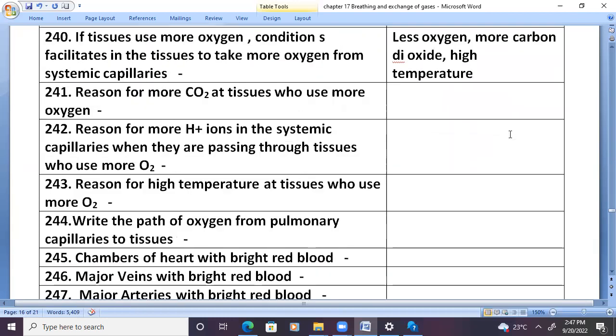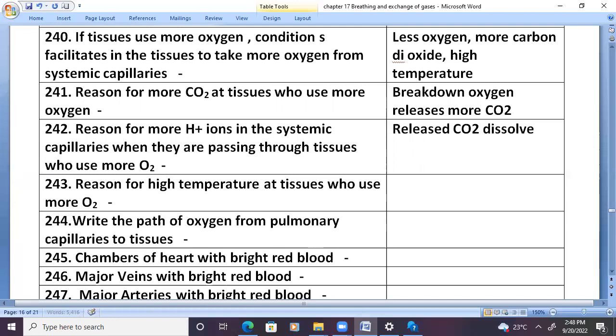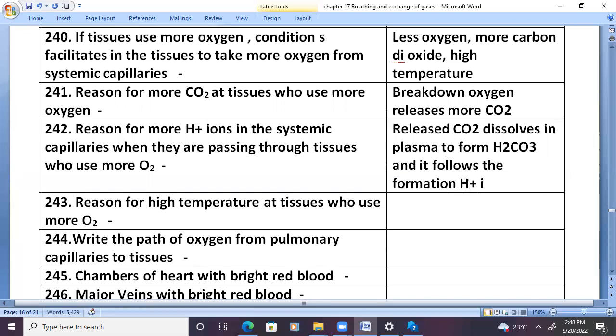Reason for more carbon dioxide in tissues that use more oxygen. Breakdown of glucose by oxygen liberates more carbon dioxide. More oxygen breakdown means more carbon dioxide released. Reason for more H plus ion in the systemic capillaries when they are passing through the tissues that use more oxygen: the released carbon dioxide dissolves in the plasma to form carbonic acid, and it follows the formation of H plus ions.